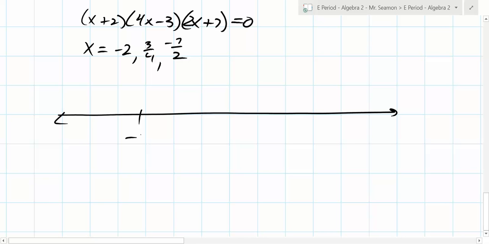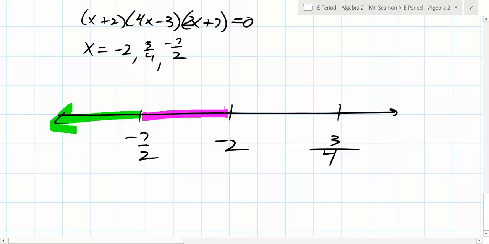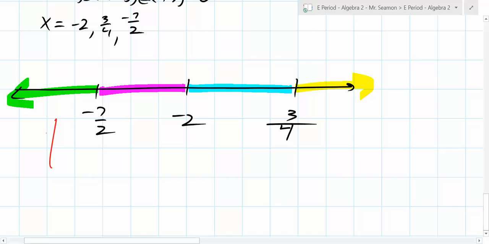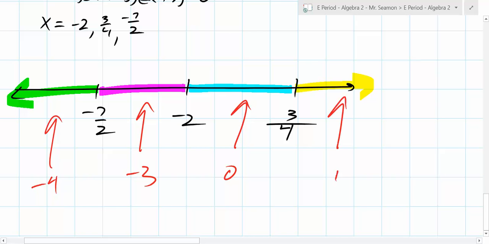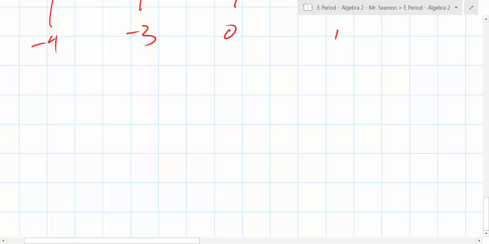So put them in order on the number line. And what do you have? -7/2, -2, and 3/4. So how many regions do you have? 1, 2, 3, and 4. So how many values should you check? 4. So maybe -4? Yeah. -3, 0, and 1. That's what I would check.